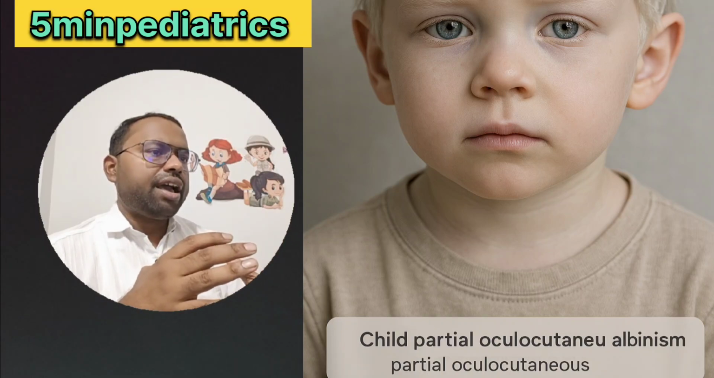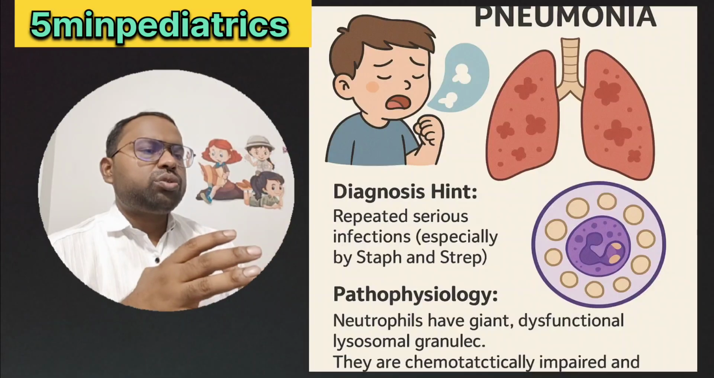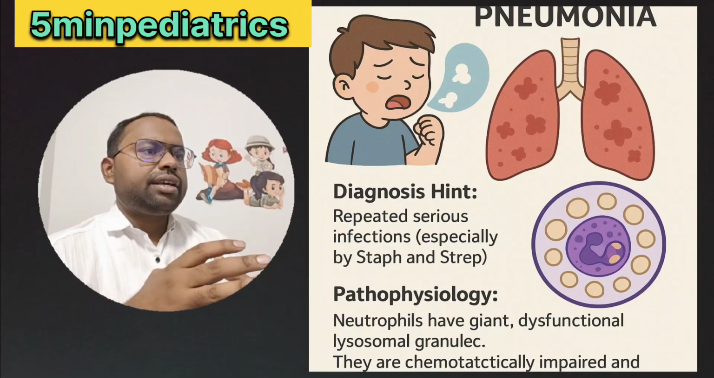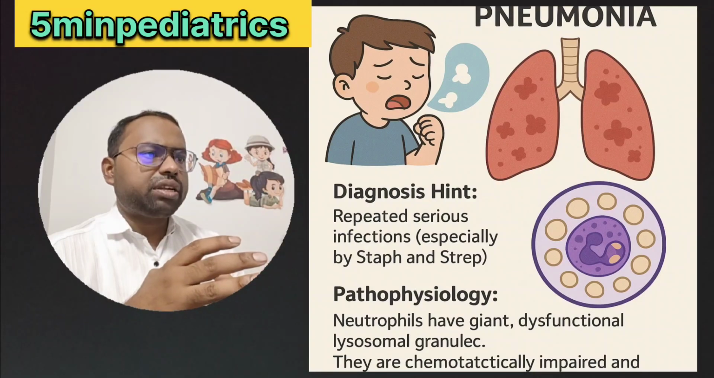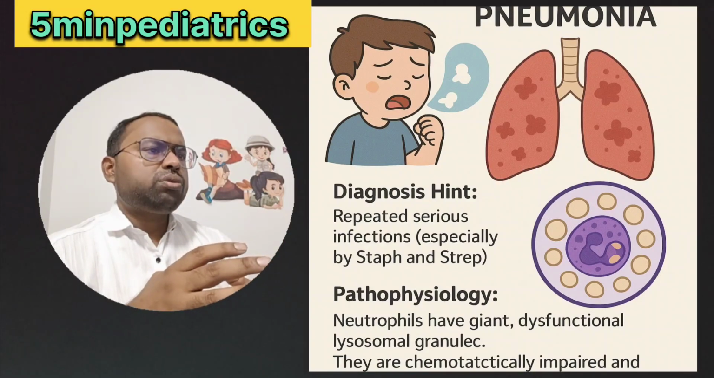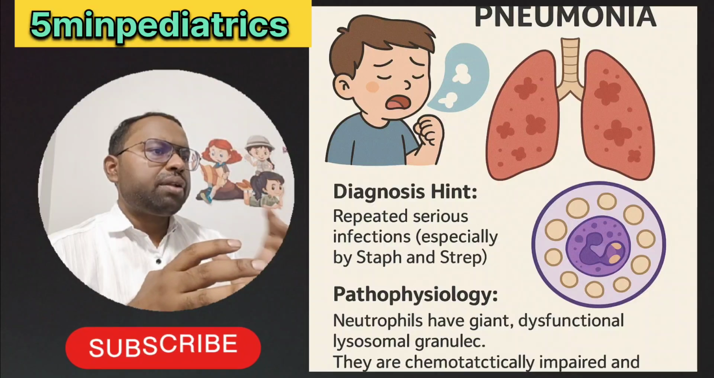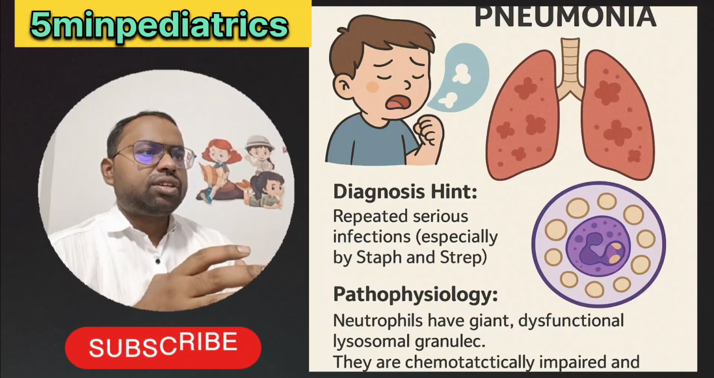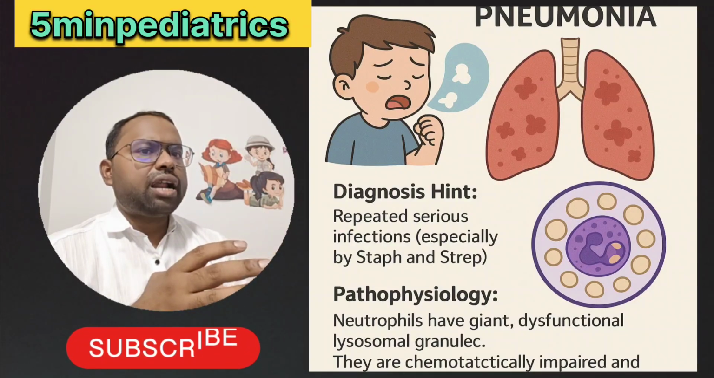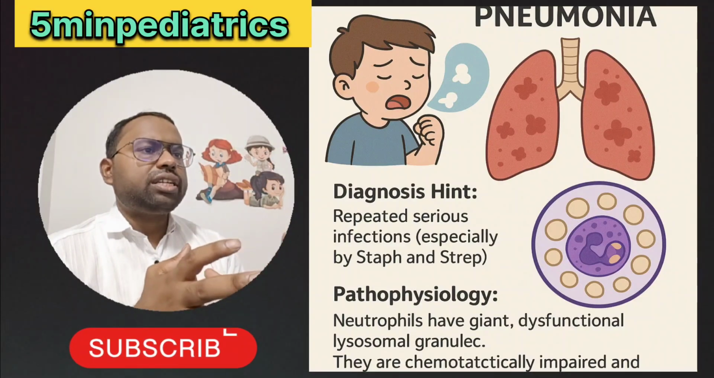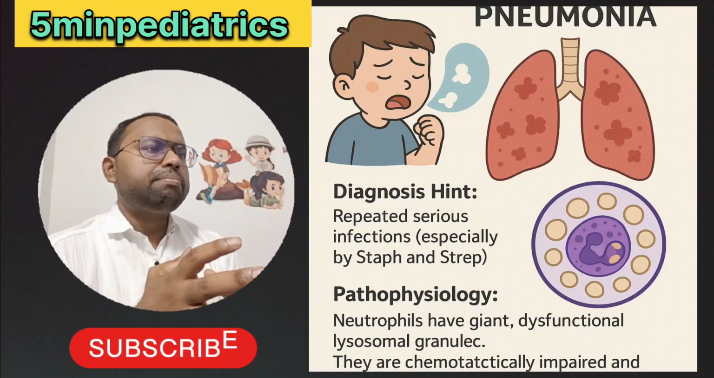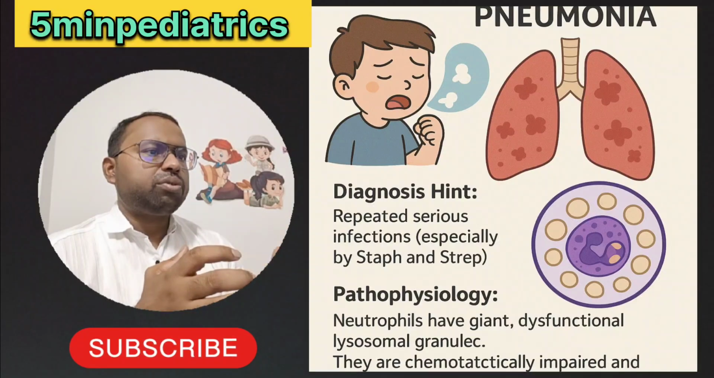Next hint, we have recurrent pneumonia. So similar to the melanocyte, in neutrophils there are giant dysfunctional lysosomal granules. So this leads to impairment in chemotaxis. So the microbes are not killed effectively. So this leads to severe pyogenic infection, especially by staph or streptococcus.